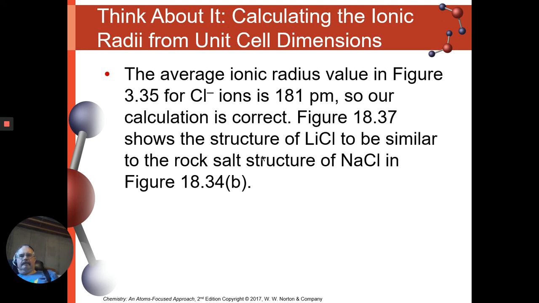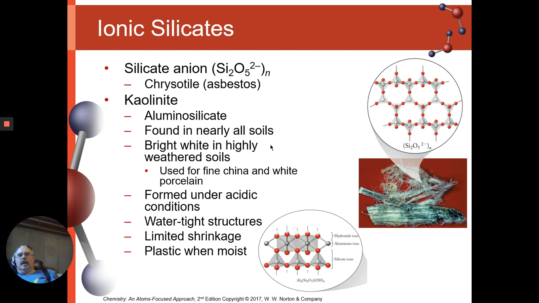Okay, and then, so the average ionic radius for chloride ions is 181 picometers. And then, so the structure of lithium chloride is similar to the rock salt structure of sodium chloride. Okay, I'm going to go ahead and stop there.